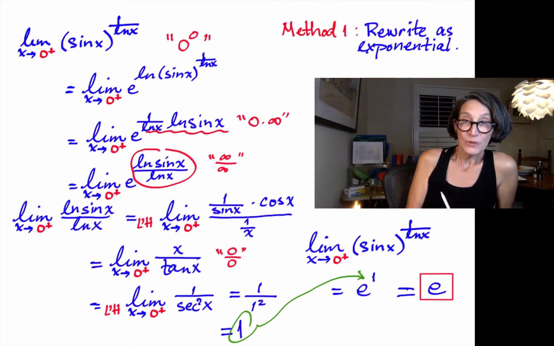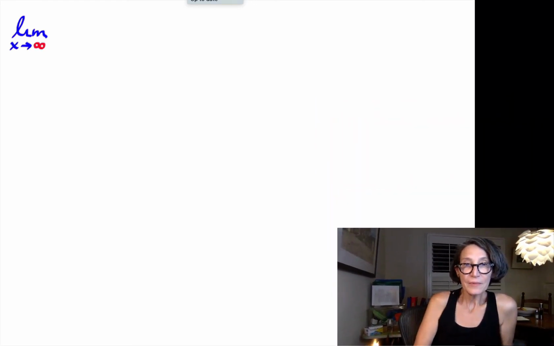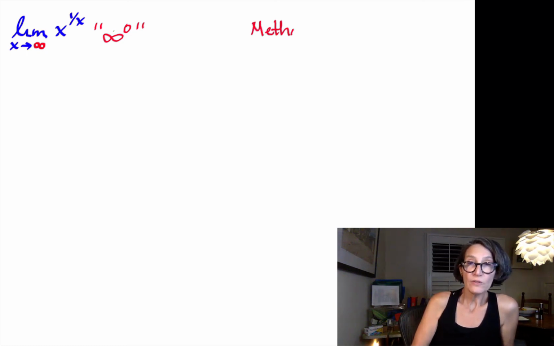All right, let's do another indeterminate power. So let's look at the limit as x approaches infinity of x to the 1 over x. And remember, we said this one had indeterminate form infinity to the 0. The base is approaching infinity. The exponent is approaching 0. So we're going to use a slightly different method on this one.